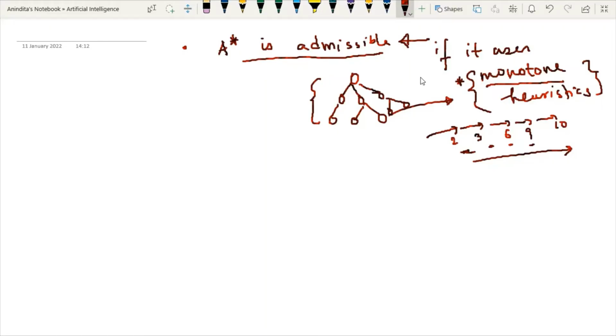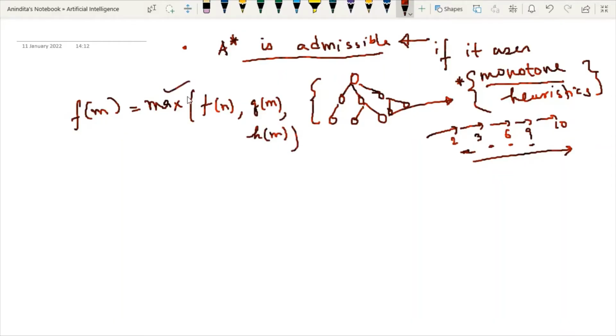Now how is it possible? It means we never guarantee that whenever we are using some heuristics, it will always be monotonic in nature. But we can make it monotonic. How? If I use this formula, Fm is equal to max of some costs, say if we have a list of costs, and we always return the maximum of that cost.